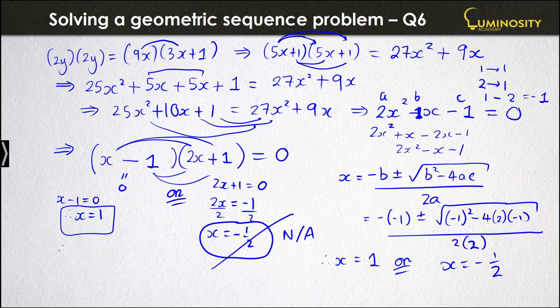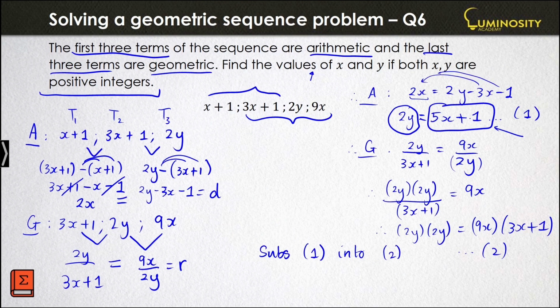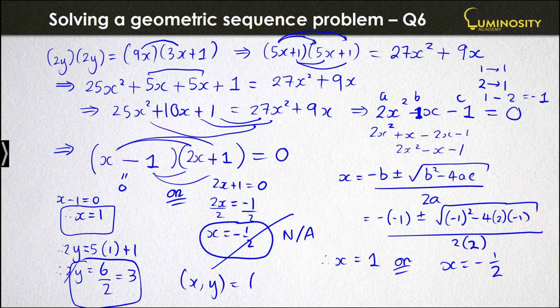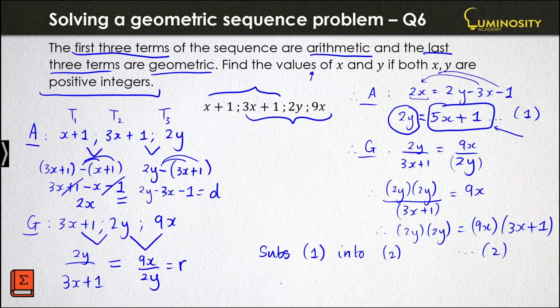And how do I find the associated y value with this? Well, remember, from equation 2, I can use this equation to find y. So I know 2y equals 5x plus 1. So I get 2y equals 5 plus 1, which is 6. Divide both sides by 2, and you get y equals 3. So my xy pair is when x is 1, y is 3. But I'm not going to stop there.